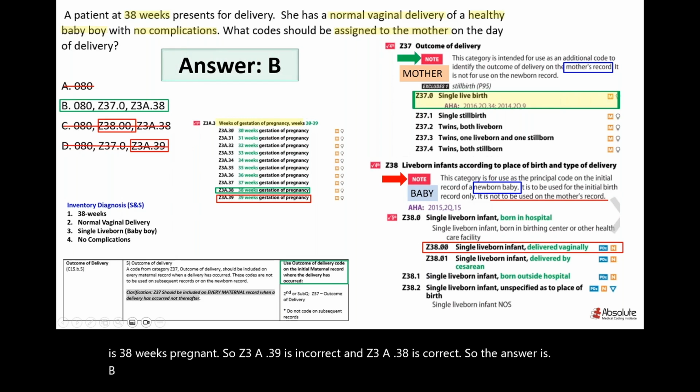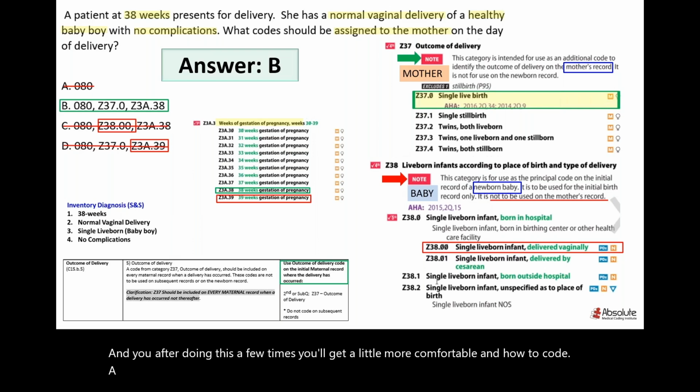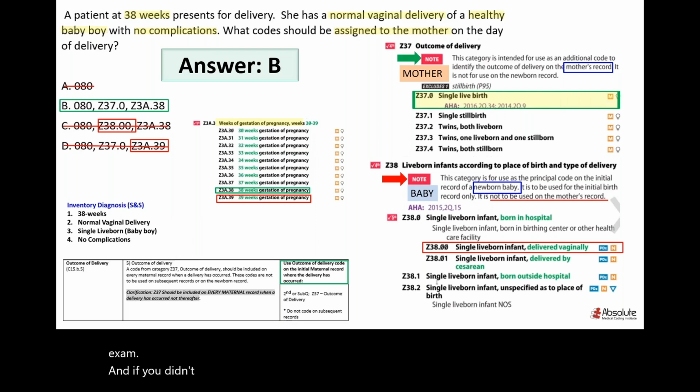So it's really important if you just stash that underneath your belt, and after doing this a few times, you'll get a little more comfortable, and you know how to code a pregnancy, a delivery. That's gold, because you more than likely will have one on your exam. And if you didn't notice, some of you are answering these scenarios without looking them up in the book.